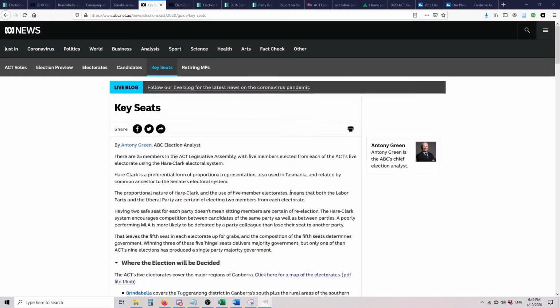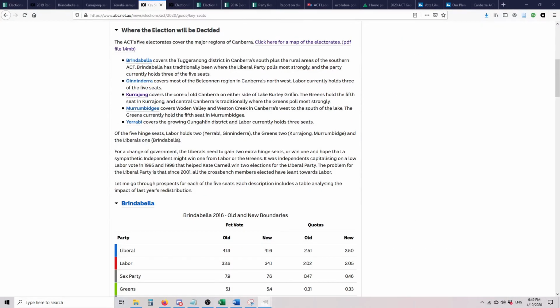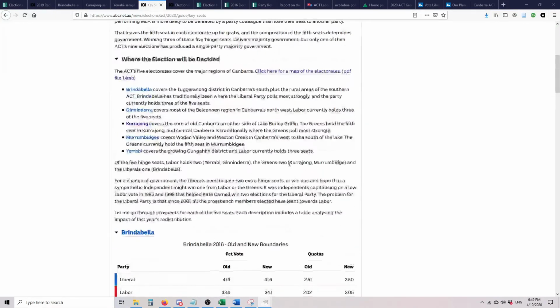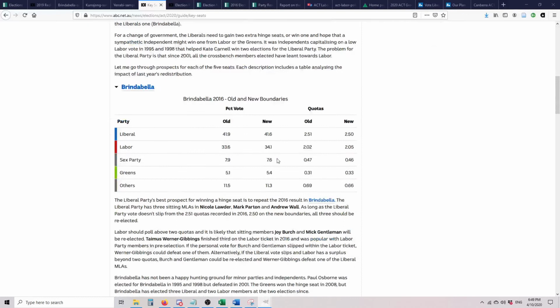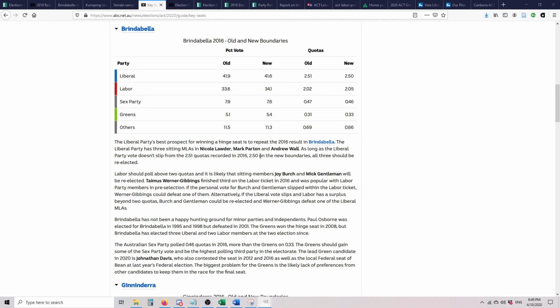Okay, so now I'm going to go through the individual electorates. What I'm going to do here is go through them in the order that we've got them on the key seats page of the ABC website. Brindabella is our Tuggeranong electorate. Currently there are 3 Liberals and 2 Labor. The contest, if you read this block of text, is likely to be between Labor and Liberal. So if you pick between these two, you'll be on solid footing. There is a possibility that the Greens will win as well, but it's less likely. Sex Party doesn't exist in this election.